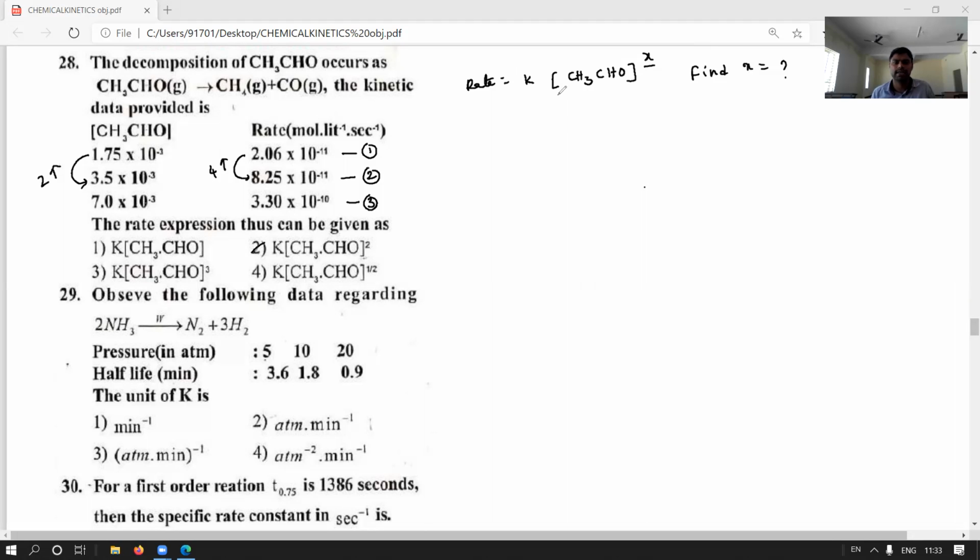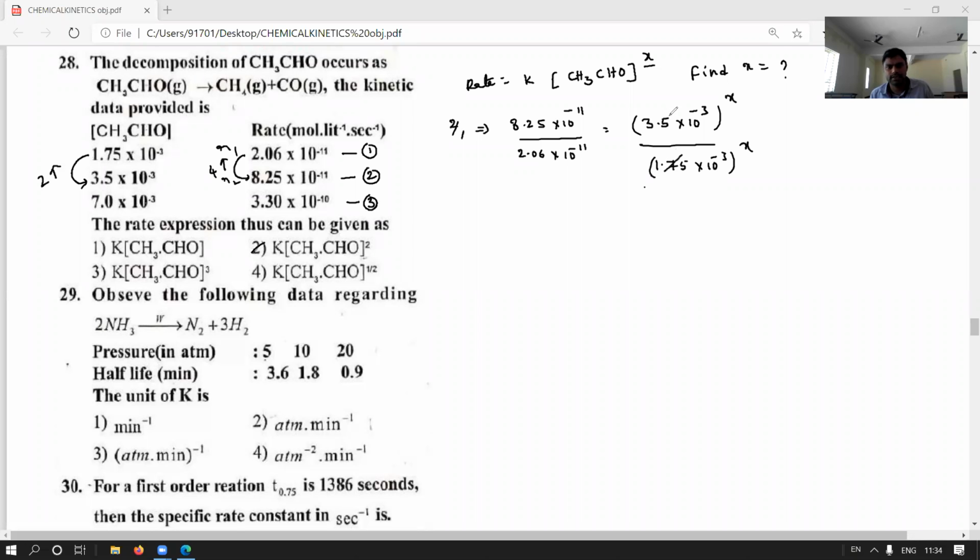See practically how to calculate this. For the first equation and second equation, you have to do 2 by 1. 2 by 1 means 8.25 into 10 to the power of minus 11 by 2.06 into 10 to the power of minus 11. Consider the rate as R1 and R2, so R1 by R2 we are doing, is equal to, K will cancel, the concentration of acetaldehyde. For R2 they gave 3.5 into 10 to the power of minus 3, whole power x, by 1.75 into 10 to the power of minus 3, whole power x.